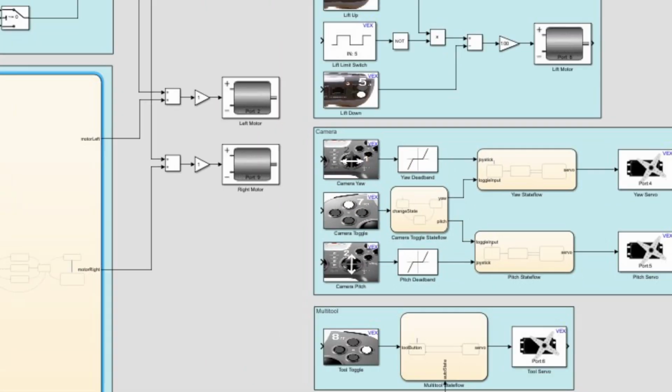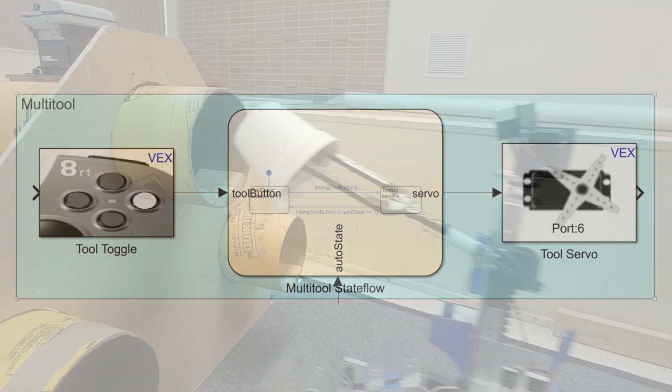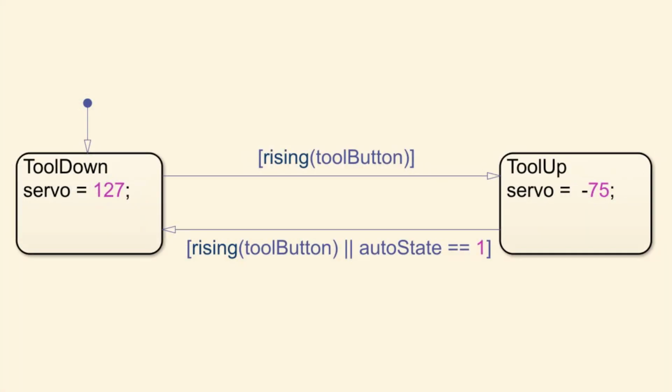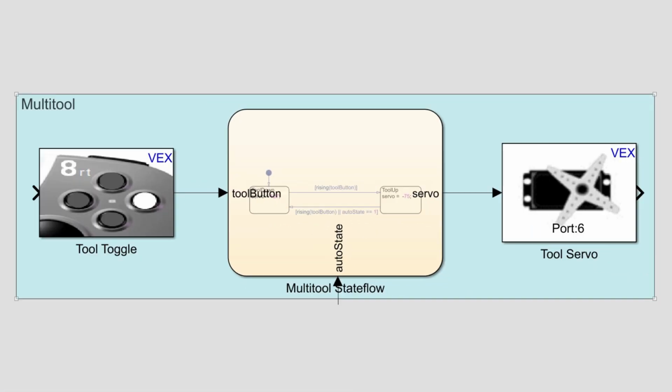button is pressed. Gray's multi-tool, which can insert stents, remove plaque, and collect biopsy samples, is controlled with a simple state flow chart, which toggles the tool's angle when a button is pressed. The tool also automatically goes into position for the brain biopsy when Gray enters autonomous mode, using the signal from the line follower state flow.